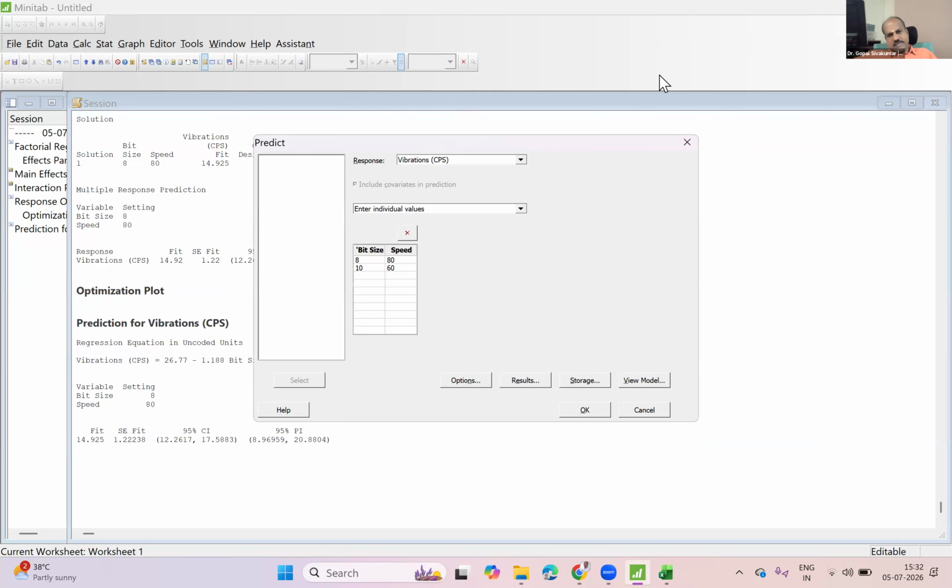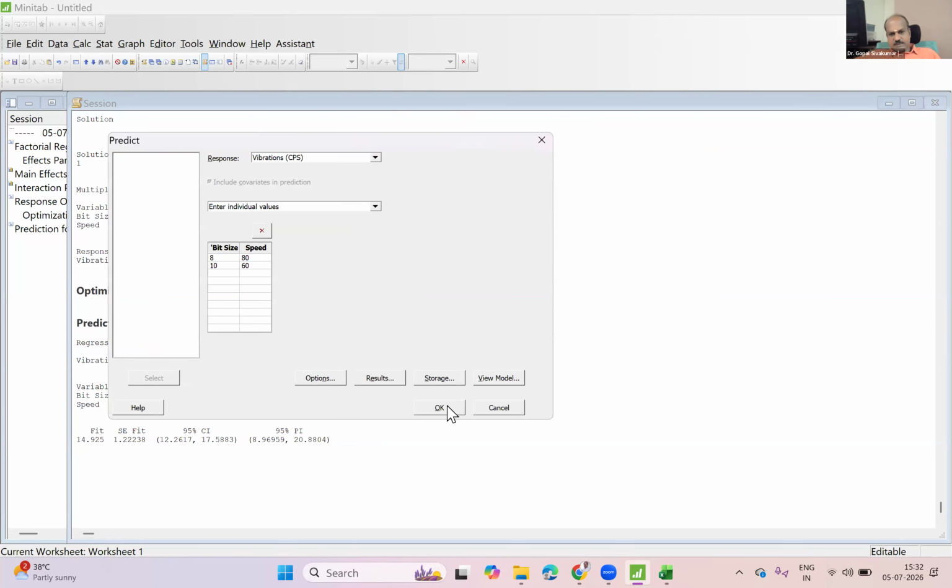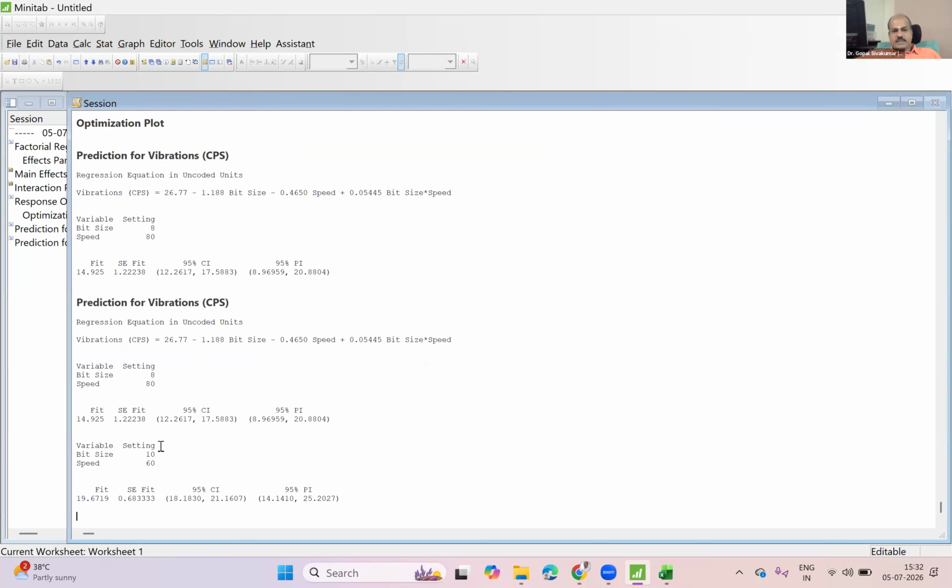See, I am not actually conducting the experiment now. I'm only predicting, just with the help of the mathematical model. I am predicting the result. You see, for this combination of 10 and 60, the vibration is expected to be 19.67. Can you see that, all of you? Look at the setting, 10 and 60, and the fit is 19.67. However, it is expected to be in this interval. Are you following me, all of you?